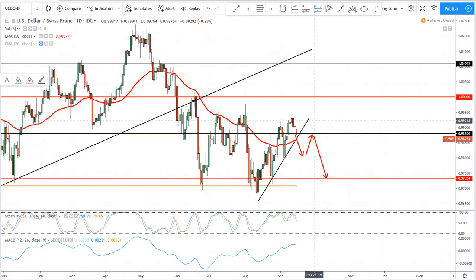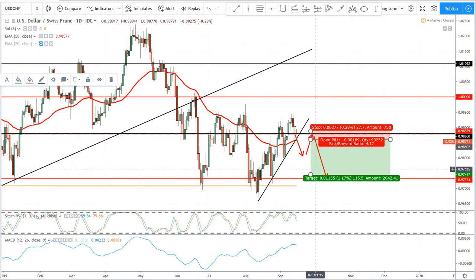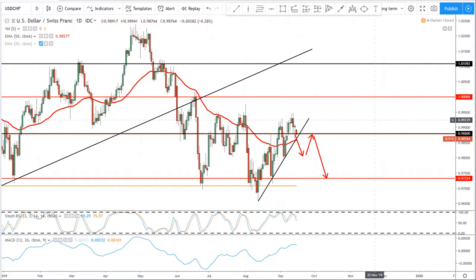So I want something like this. It could be an entry around this area here, and you can target a 3-4% trade there. That would be a quite nice little trade to take. That is what I think is an ideal setup to wait for.